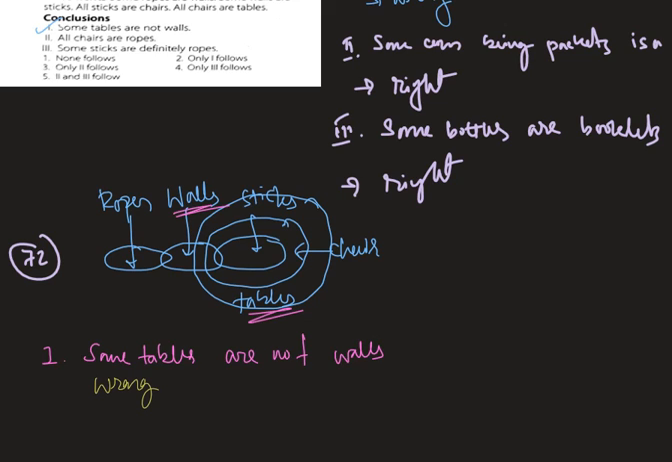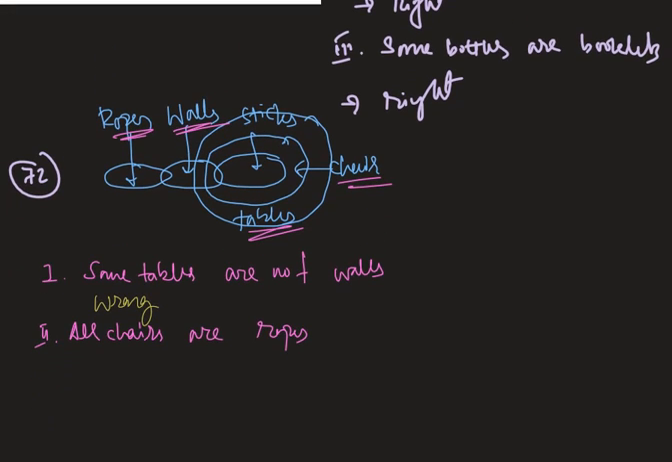Now let's see the next statement. All chairs are ropes. This is the rope set and this is the chair set, and as we can see there is no link between them. Therefore, all chairs are ropes is a wrong statement also.